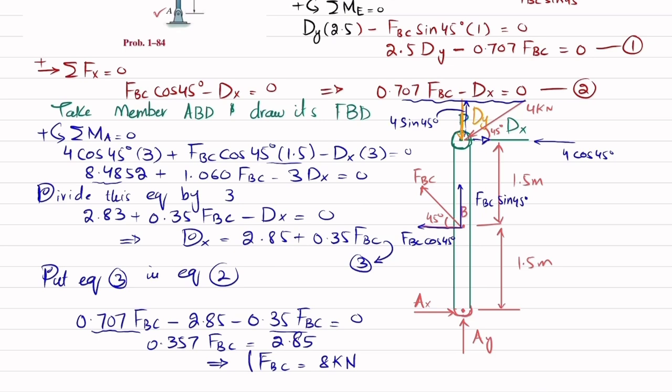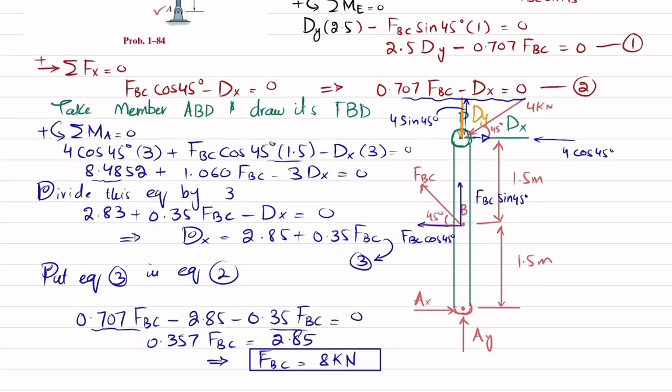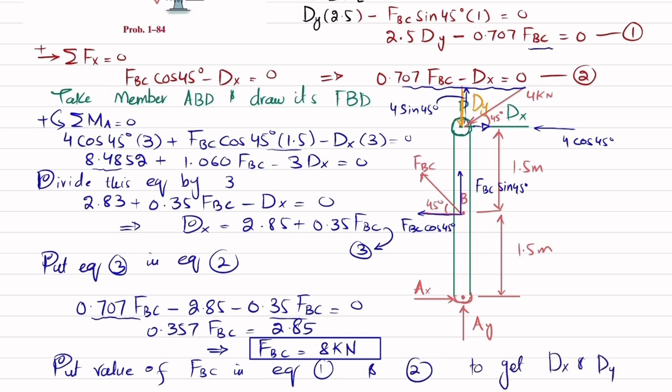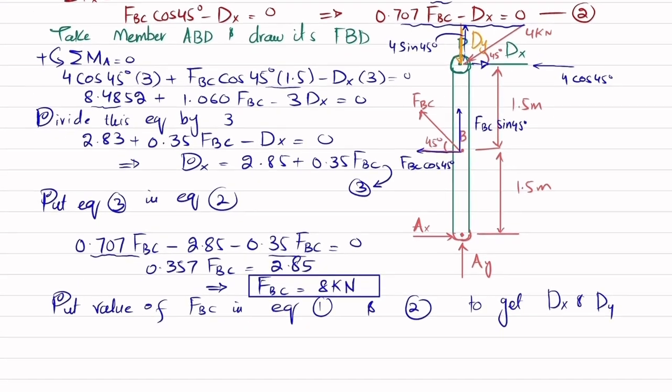8 kilonewton. Now you have this FBC. So put the value of FBC in equation number 1 and 2, clear, to get dx and dy. So you can see, you have to put the value of FBC over here and here, so you will get this dx and dy.